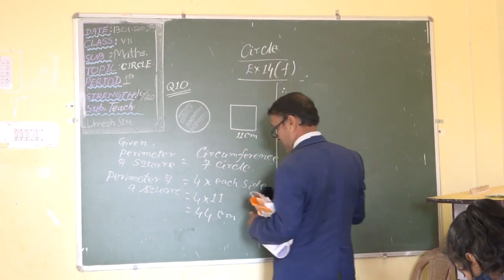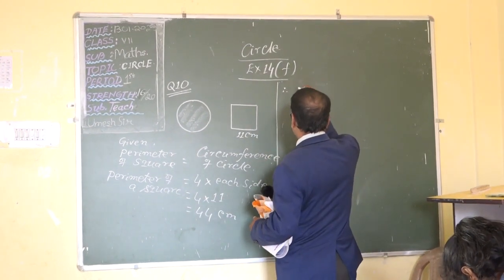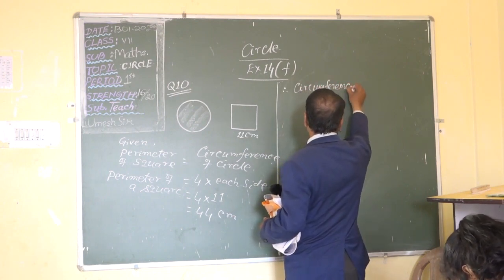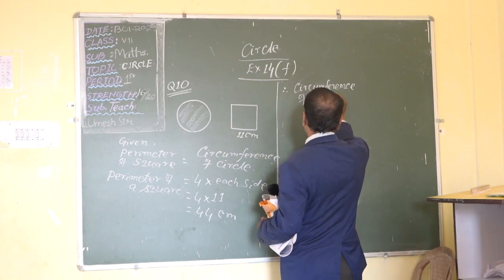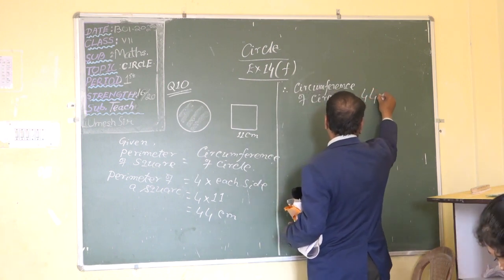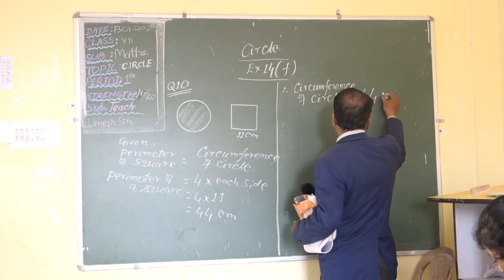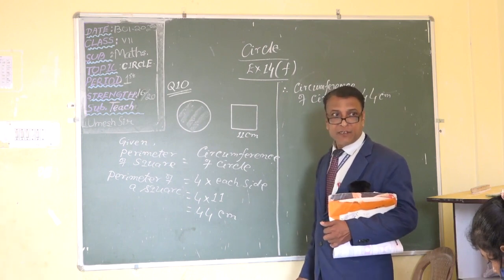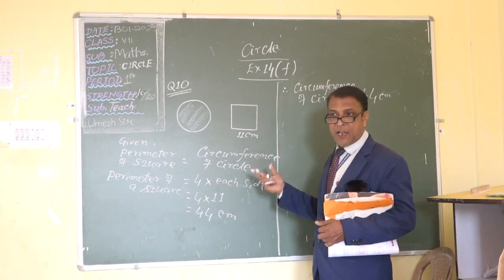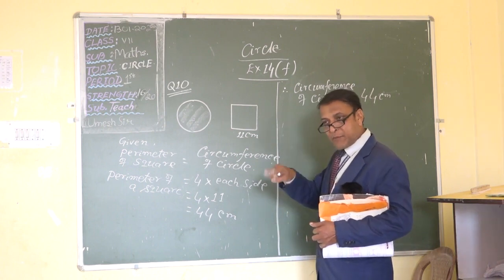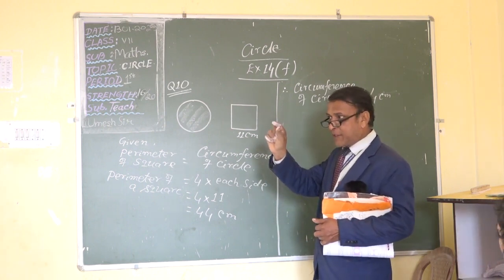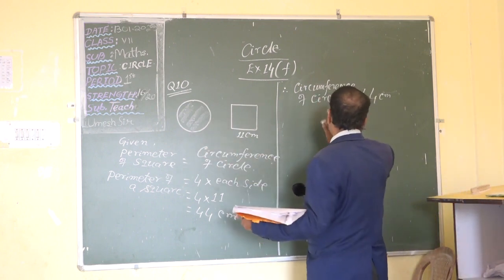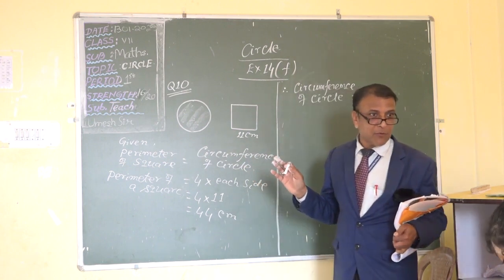Therefore, circumference of circle is also equal to 44 centimeter. You should take care of the unit given in the question. If in the question it is centimeter and your answer is in meter, it will be wrong, because 1 centimeter and 1 meter is a hell and heaven difference. Understanding? So now, what is the circumference of a circle formula?